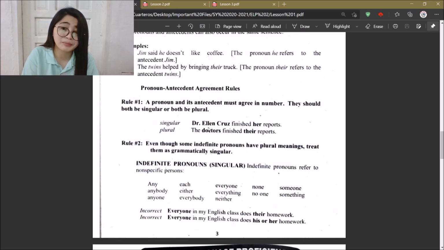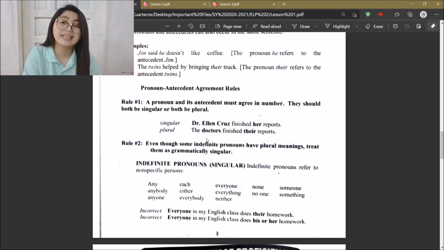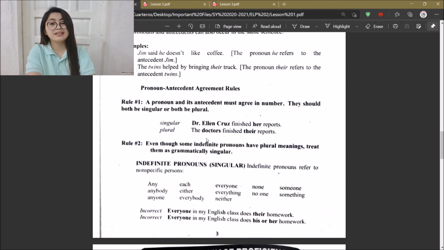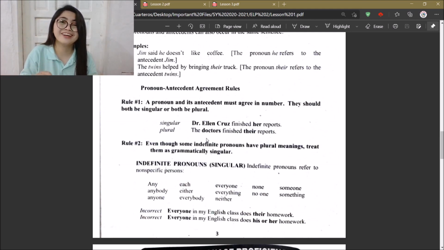Next, the plural form naman. The doctors finish blank reports. So ano yung ating antecedent? Ano yung ating subject of the sentence? Doctors. And it is plural. It is pluralized. So ang gagamitin nating pronoun ay their. So very easy pa lang yan. Let's move on sa medyo tricky part.